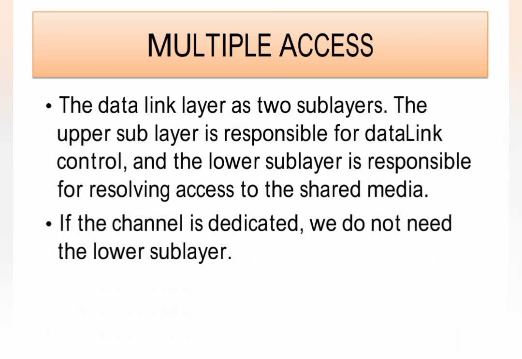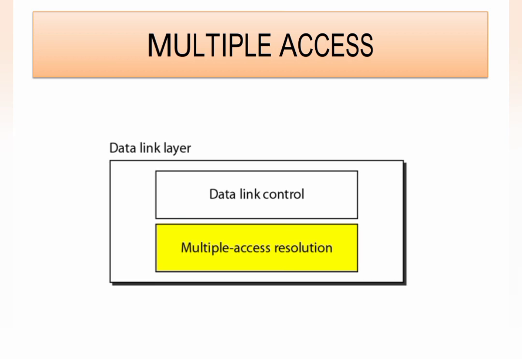If the channel is dedicated, then we don't need the lower sublayer. If the channel is accessible by multiple stations, then only we need the lower sublayer. This is how the data link layer is divided into two parts: the data link control and the multiple access resolution. If the channel is a dedicated link, then we don't need the lower sublayer. The first one is enough, right?